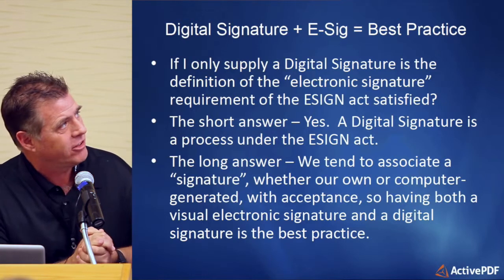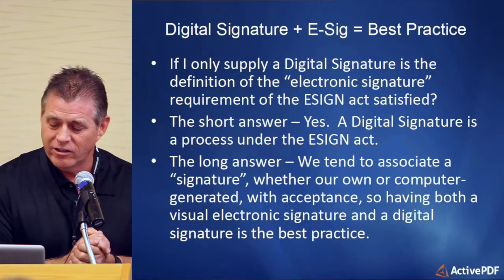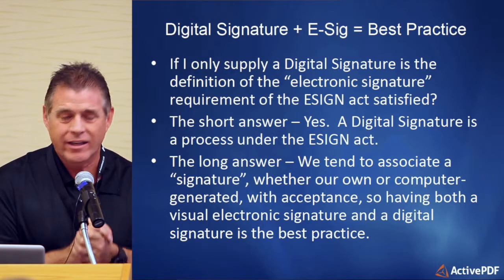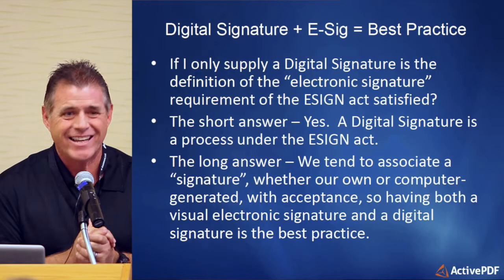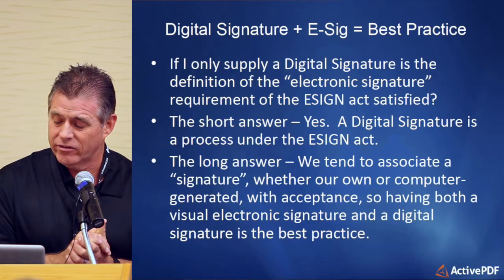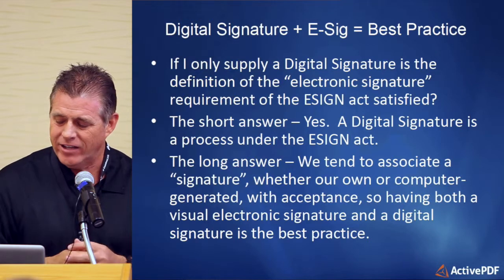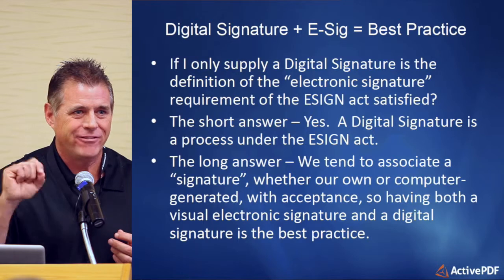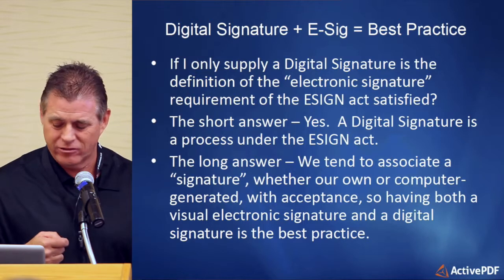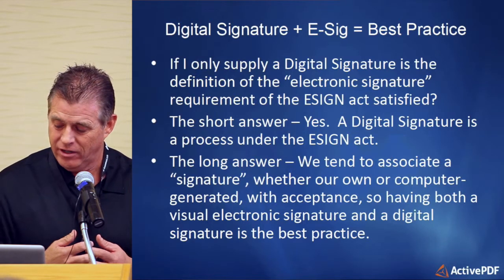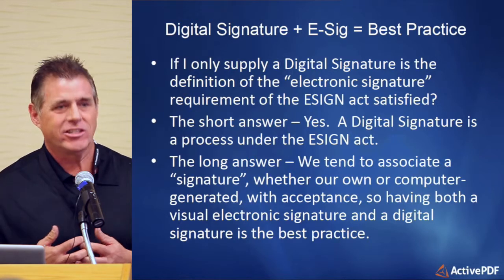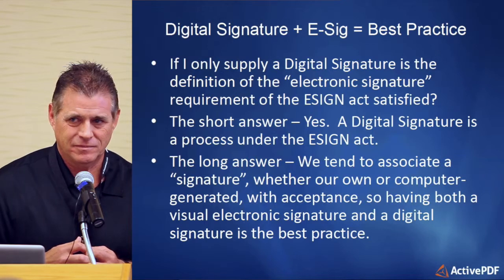If I only supply a digital signature, is the definition of the electronic signature requirement of the eSign Act satisfied? The short answer is yes. A digital signature is a process under the eSign Act. The long answer is we, as a society, tend to associate a signature, a visible something on the document, whether our own or computer generated, with the actual acceptance. So having both a visual signature and a digital signature is the best practice.